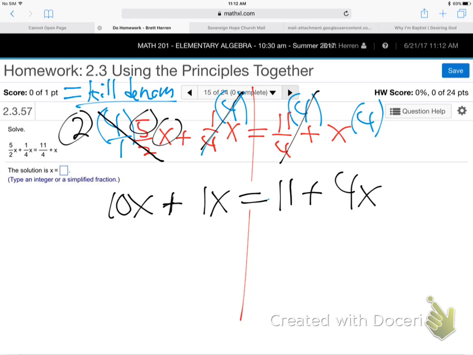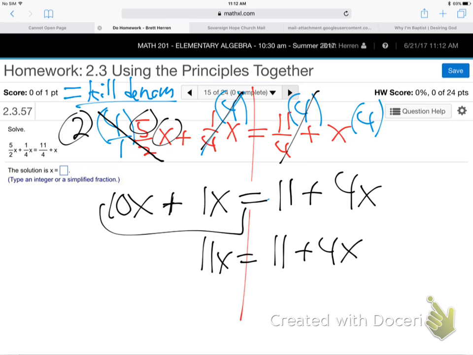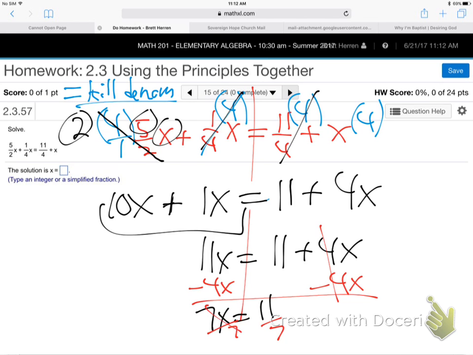All right. From here, it's pretty regular. I'm just going to go quick. 10x and 1x is 11x. Just add them up. Now we have x's on opposite sides. You know what to do. Get rid of one of them. It doesn't really matter which one. I'm going to get rid of the 4x from both sides. And then that'll give me 7x is 11. Last step. Just divide by the 7. We're done. 11 over 7. That's the answer. Good on that?